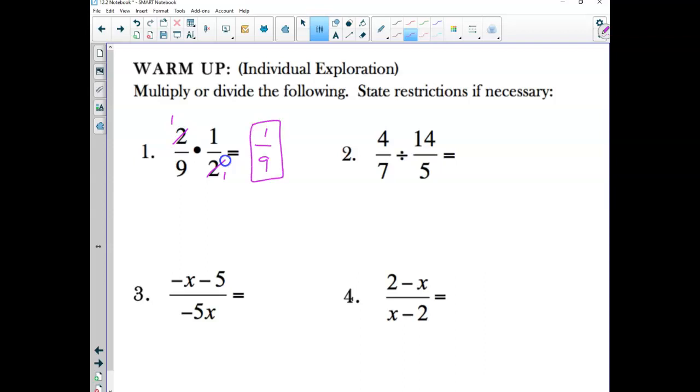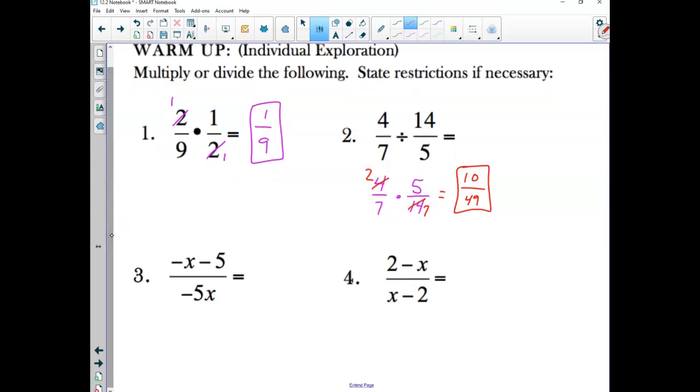Now, number 2 is a little bit different because I don't divide fractions. We multiply by the reciprocal of the second one. And I'm going to change it like that, and then I'm going to simplify before I multiply. Well, there is a common factor of 2. I can reduce that 4 with a 14 by a factor of 2. This is going to give me 2 times 5 is 10, 7 times 7 is 49. 10 over 49 does not reduce, so I am done.